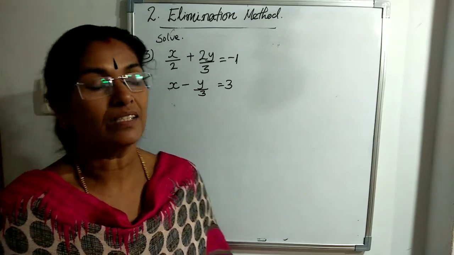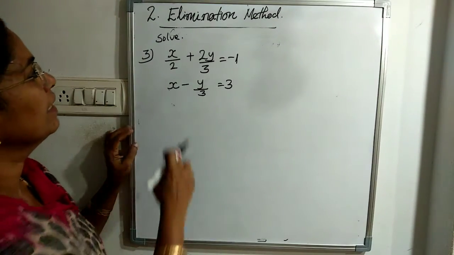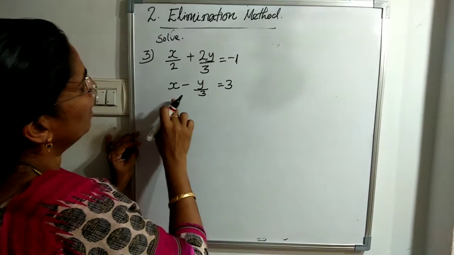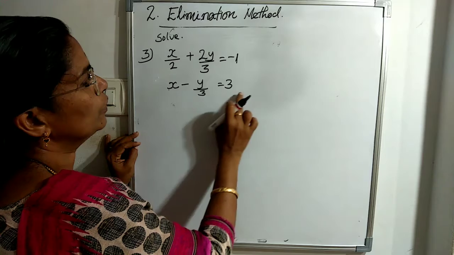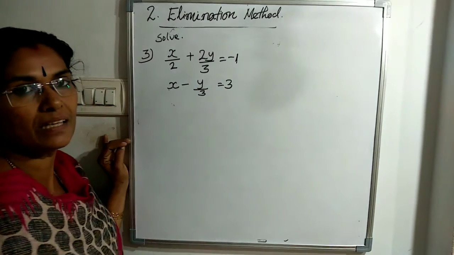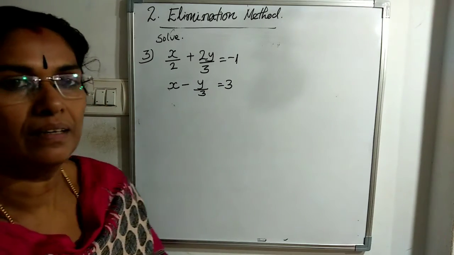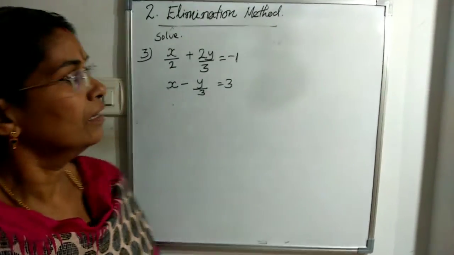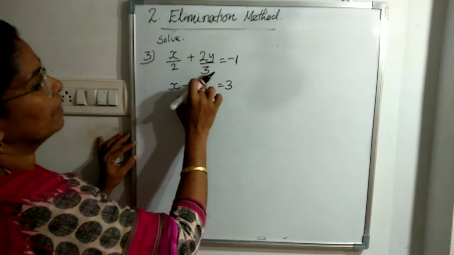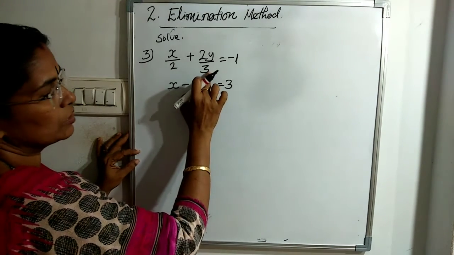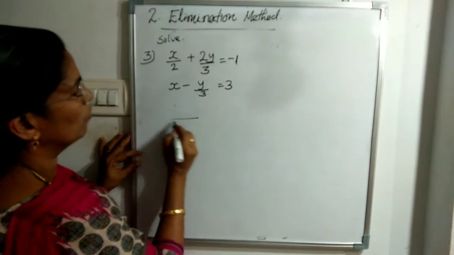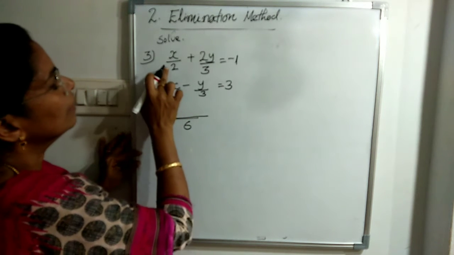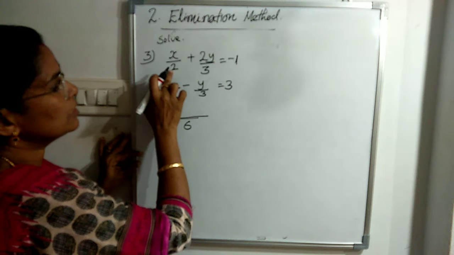Our third question is solved by the elimination method. x by 2 plus 2y by 3 equal to minus 1 and x minus y by 3 equal to 3. See, fractions are coming. When the question has fractions, you have to change the fractions first. For the denominators 2 and 3, 6 is the LCM.